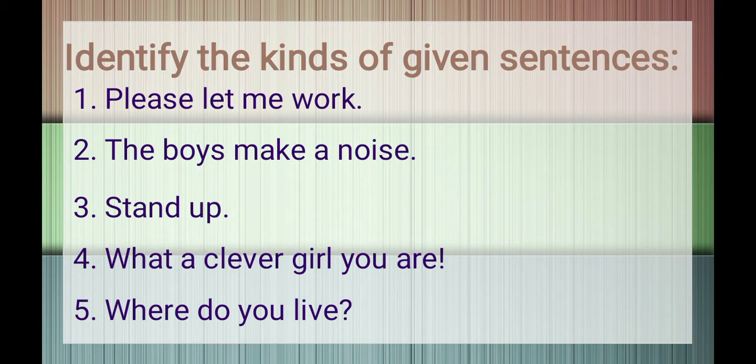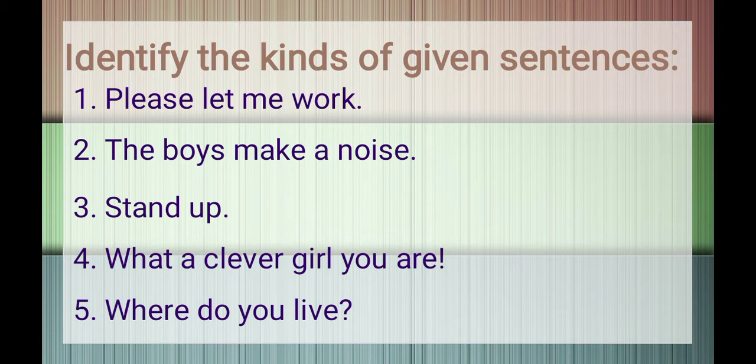Let's see the second sentence. The boys make a noise. Now students, think about the sentence. What is this sentence denoting? Is this a question? Is this an exclamation or command or request, or just a statement? So after thinking, we get that the boys make a noise is a declarative sentence, as the sentence is a statement.